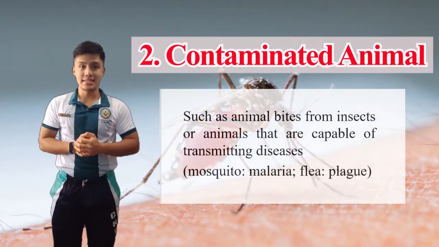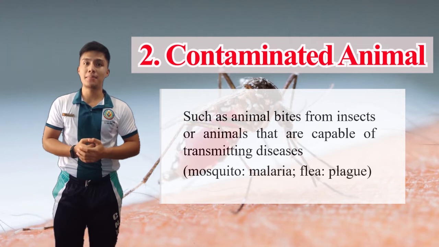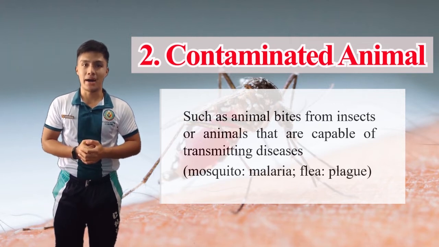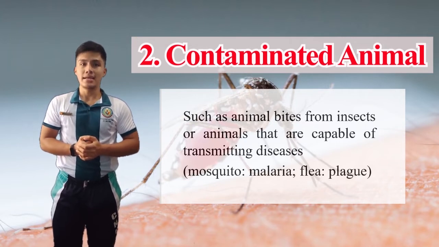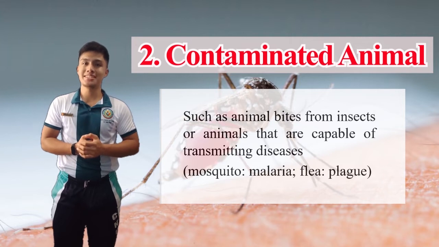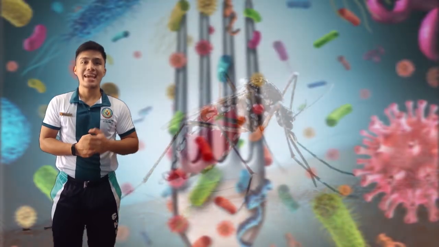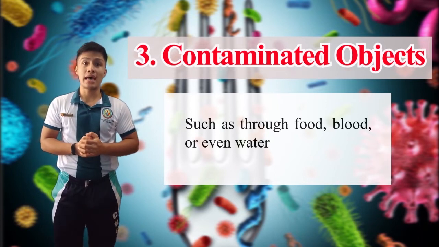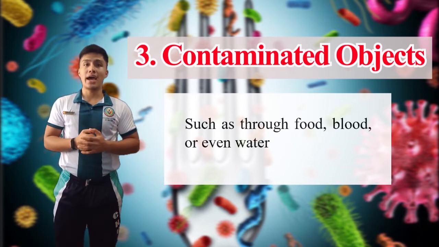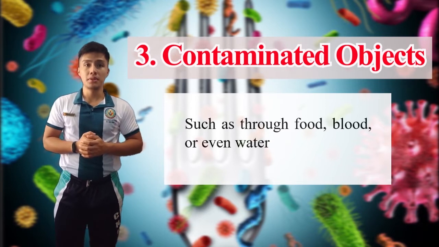Second, diseases can spread through contaminated animals, such as bites from insects or animals that are capable of transmitting diseases. Examples are the mosquito that brings malaria and yellow fever, and the flea that brings plague. And lastly, diseases can spread through contaminated objects, such as through food, blood, or even water.